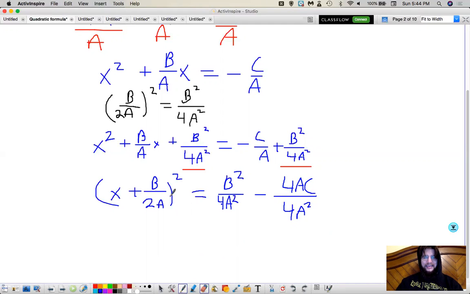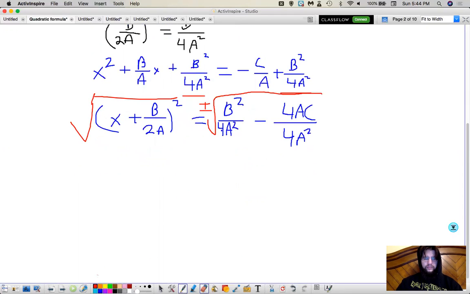Now I need to take the square root of both sides. Before I do that, let me say that I'm going to combine these to have the same denominator. I'm just going to put them together in a second. So I am going to square root both sides. And don't forget, whenever we take a square root, we must do plus or minus. On this side, the square root and square cancel, which is easy enough. It's going to be plus or minus the square root.